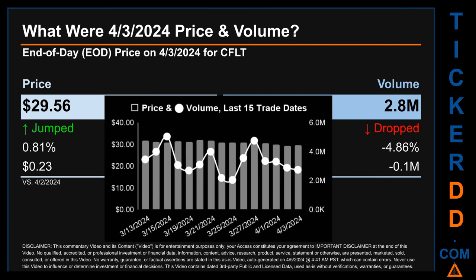Across a range of $2.68, the max and minimum end-of-day price were respectively 32 and 29.32. Volume saw a range of 3 million, from a day low of 2 million to a day high of 5 million.